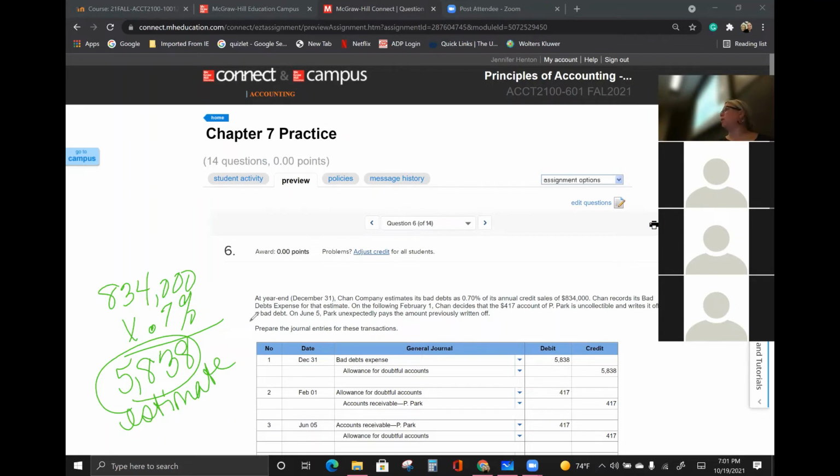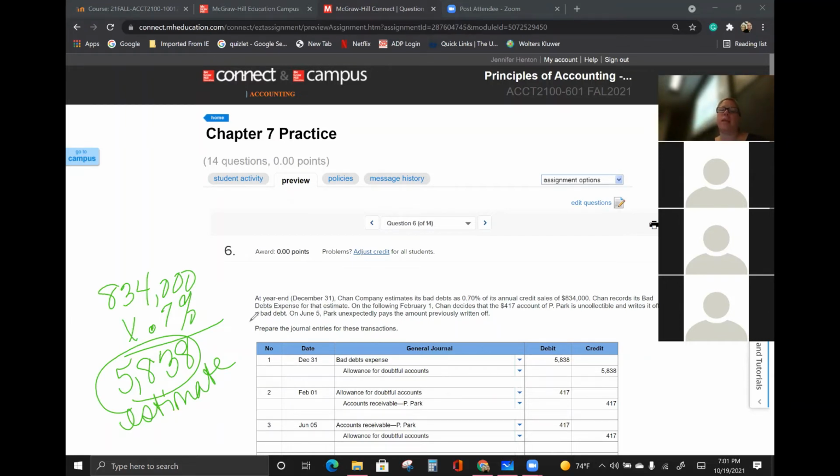So on December 31, I'm writing this up and it's going to go into the next year. And I probably won't do this process again until the next December. So I'm setting my allowance up for the next year. Okay, so I have bad debt expense. I debit that for 5,838, and I'm crediting my allowance account for 5,838.